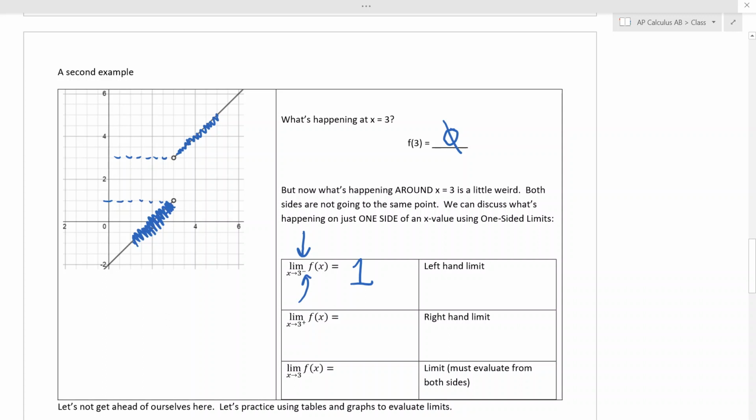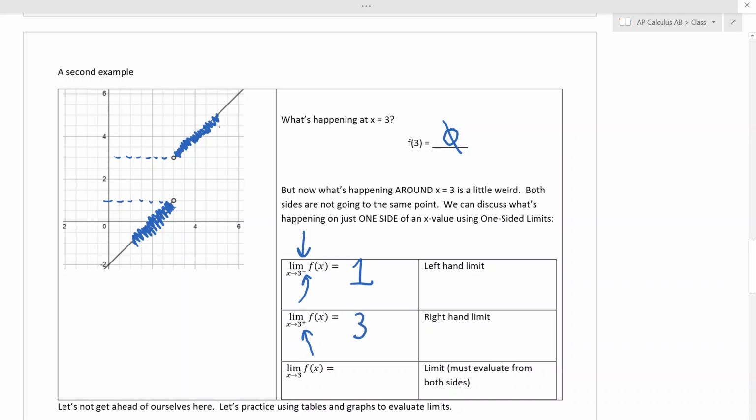You put that little minus there. It looks like an exponent. It's called a superscript, but it's this little minus sign, and it means we only care about the left-hand side of 3. If there's a little plus there, that means we only care about the right-hand side of 3, which is here. We're headed towards 3, but on the right side. Well, that's headed towards the y value of 3.